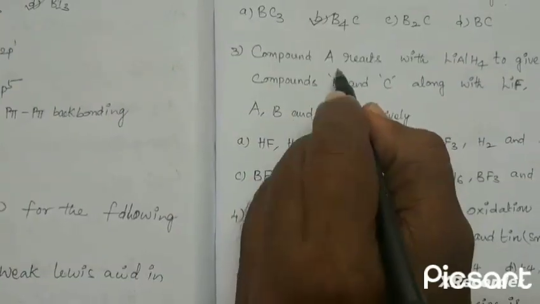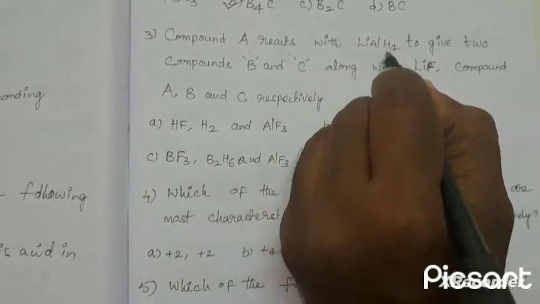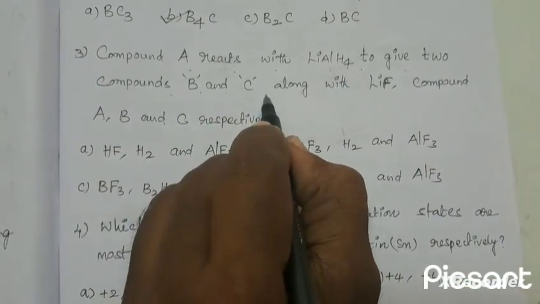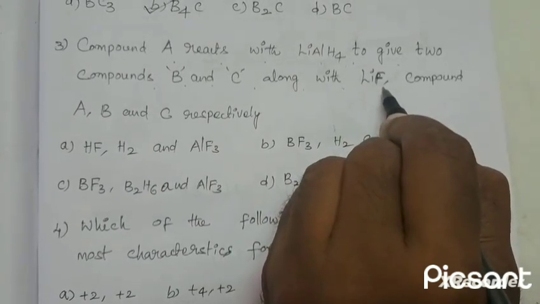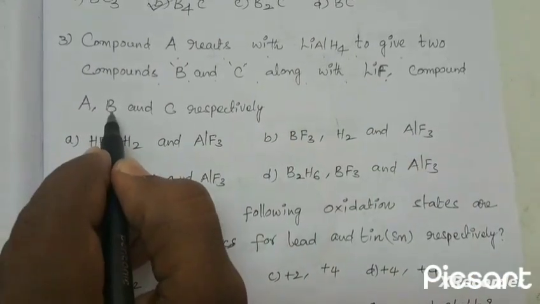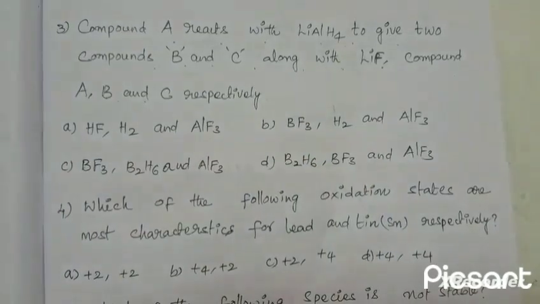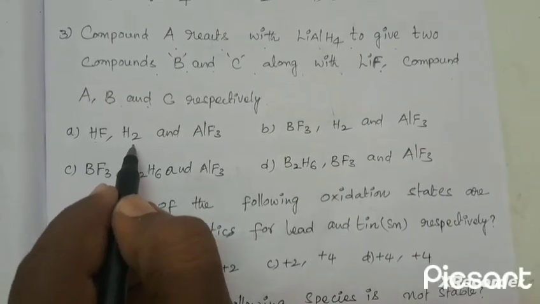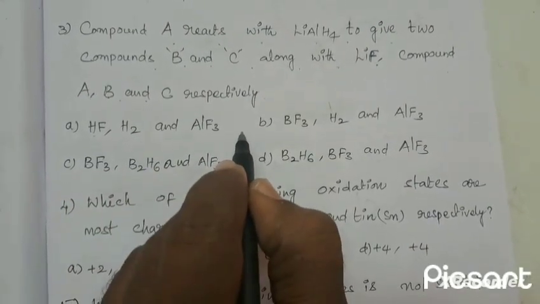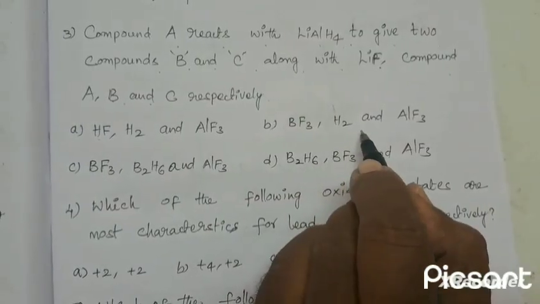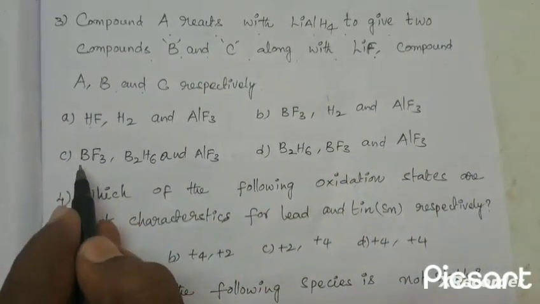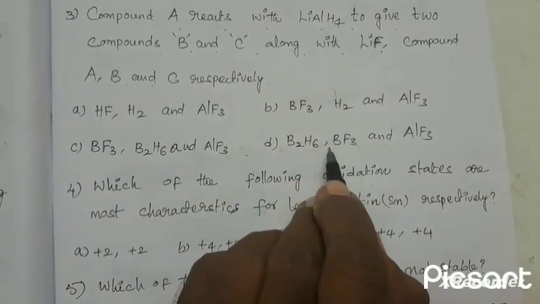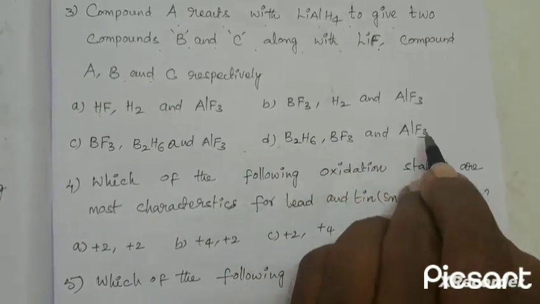Third question: compound A reacts with lithium aluminum hydride to give two compounds B and C along with lithium fluoride. Compounds A, B and C are respectively: if we see, option A is hydrogen fluoride, hydrogen and AlF3, and option B is boron trifluoride, hydrogen and AlF3. Option C BF3, diborane and AlF3. Option D B2H6, BF3 and AlF3.